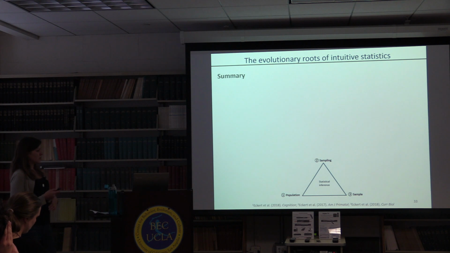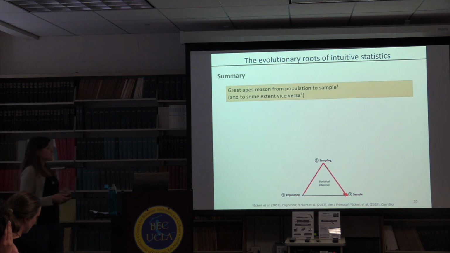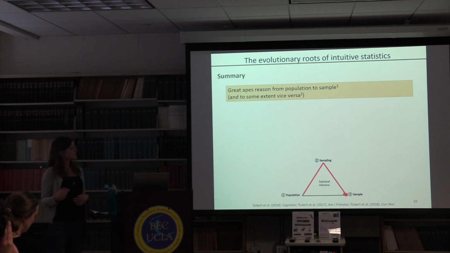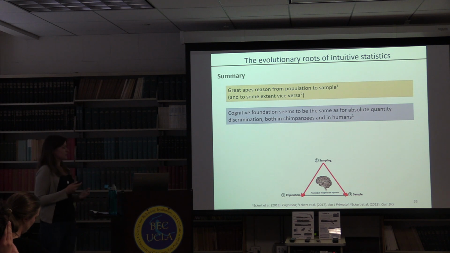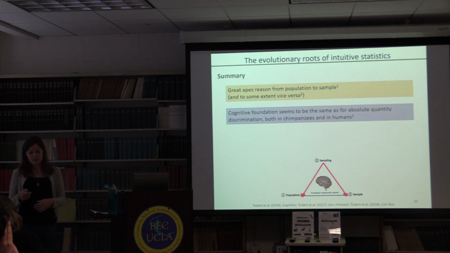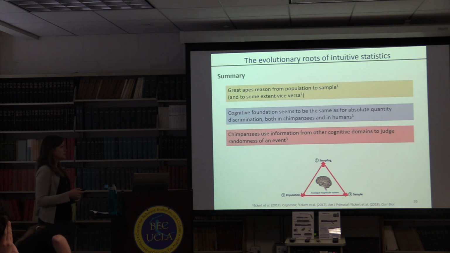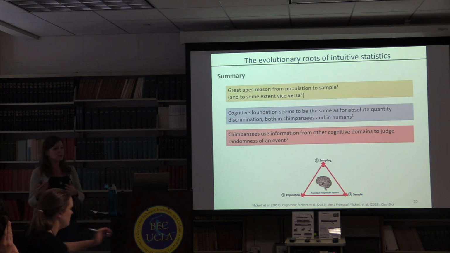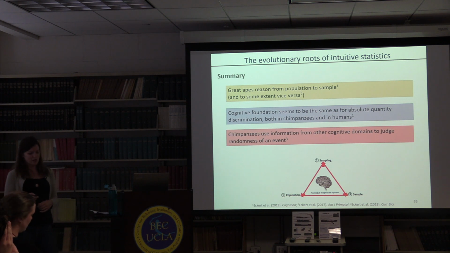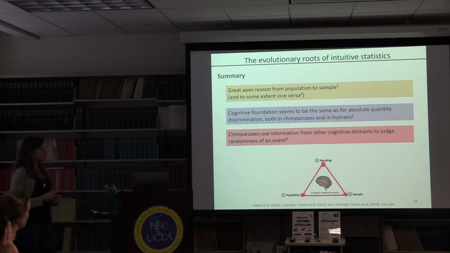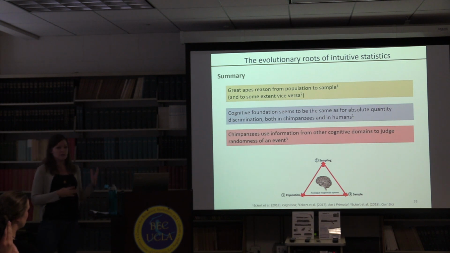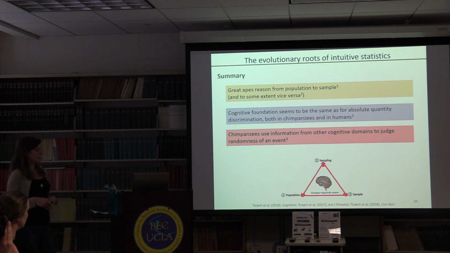So coming back to the three goals, what we've seen so far is that great apes can reason from population to sample, to some extent also vice versa. And the cognitive foundation of this ability seems to be the same as for absolute quantity discrimination, both in humans and in chimpanzees. Moreover, we found that chimpanzees used information from the social domain to judge whether an event was random or not. If you now look at this triangle down here, you may realize that this looks pretty much the same as the one I showed you for human infants at the beginning of this talk. So these findings suggest that great apes and humans share the capacity of intuitive statistics.